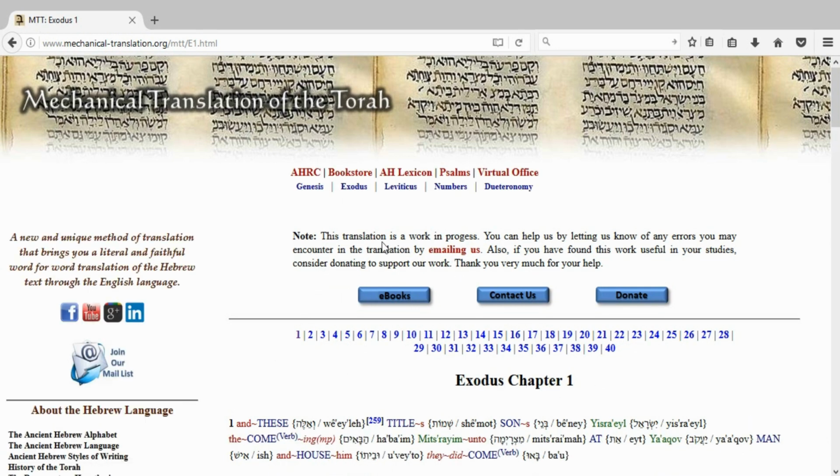I'd also like to point out here that if you would like the ebooks to the translation, you can get them here. If you notice anything wrong with the website or there are some errors in the translation, keep in mind that this is a work in progress. I have not completed the mechanical translation of the Torah, so it is a work in progress. And if you find an error or something missing, or some suggestions, contact us and let us know about it.